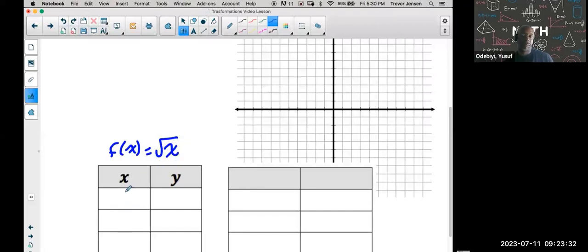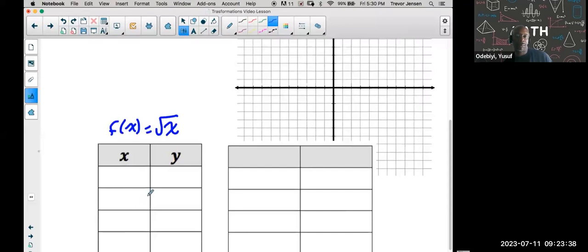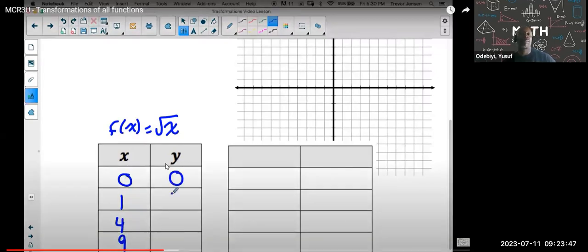I need to choose, I don't need to choose, but it would be nice to choose some perfect square numbers because then we'll get nice integer values for y. So I'll choose 0, 1, 4, 9. Those are all perfect square numbers, right? The square root of 0 is 0. The square root of 1 is 1. If I square root 4, I get 2. If I square root 9, I get 3.